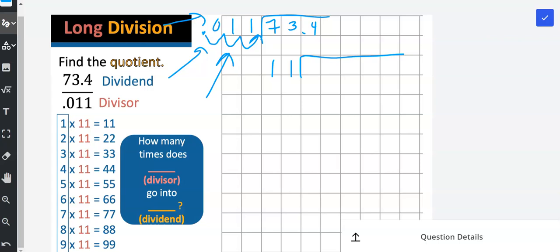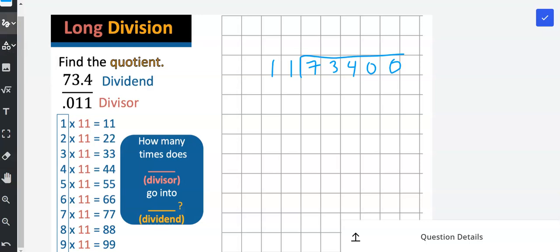Well, I need to move the decimal in the dividend the same number of times. 1, 2, 3 times, which causes me to add 2 zeros to this problem. So this now reads 73,400. And then I'm going to erase the rest of this to give myself some room to divide.